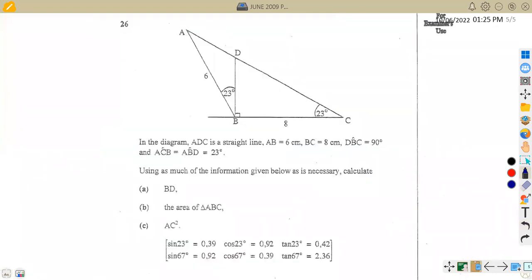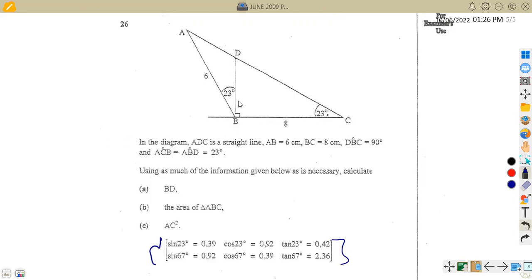All right. Number 26, we're given in the diagram ADC is a straight line. So we're given this is a straight line from A to D to C, and you've given an angle of 90 here and 23. Okay, that's fine. Using the information given below, calculate BD. So this is our BD. Which triangle can we use? We can use advantage of BDC, it's a right angle triangle.